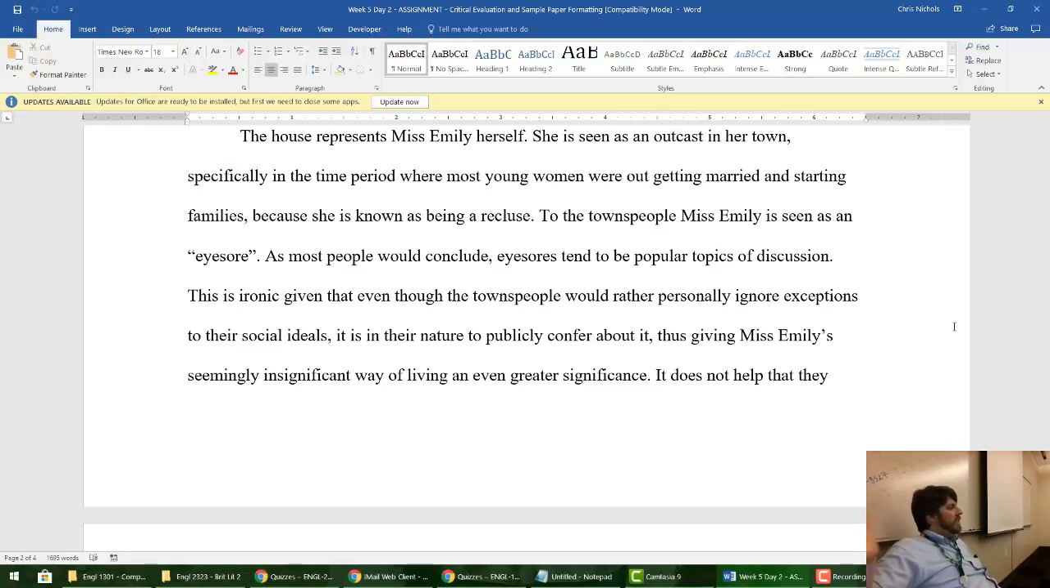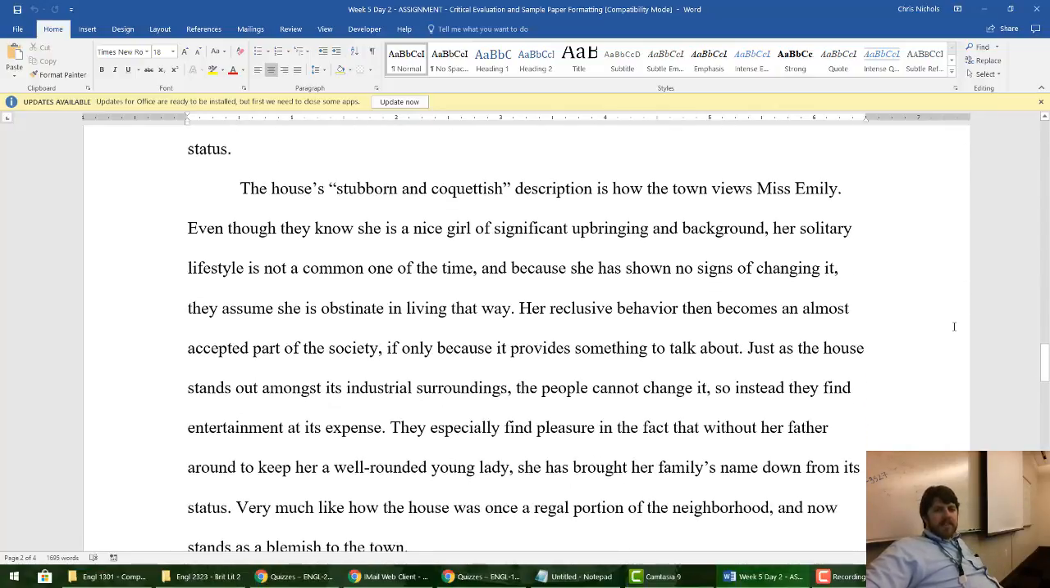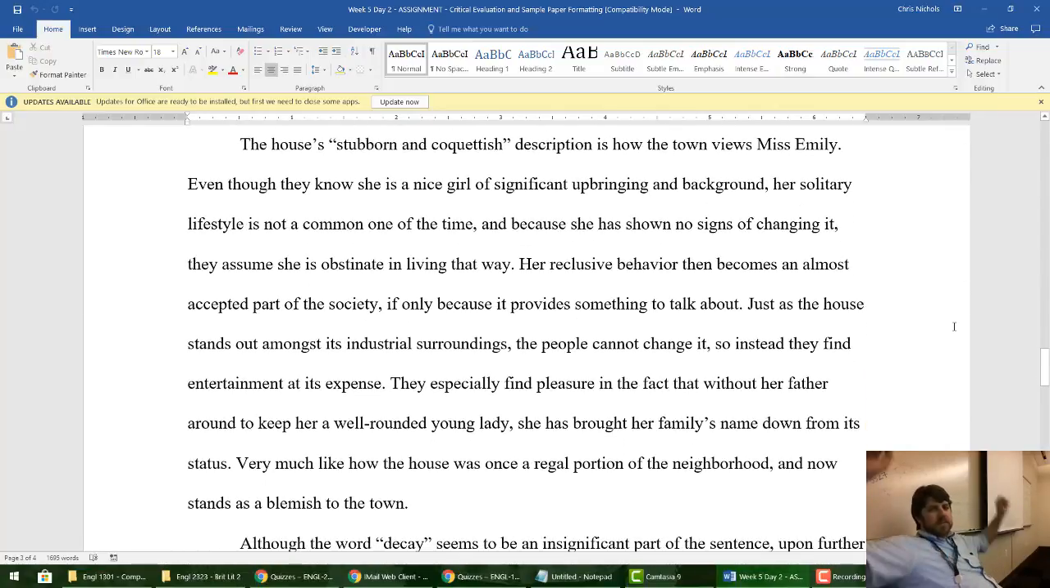And I continue on. The house's stubborn and coquettish description is how the town views Miss Emily. So she's not just talking about it now as a house, she's relating it to Miss Emily. And I figured that was coming. Even though they know she is a nice girl with significant upbringing, her solitary lifestyle is not a common one at the time because she's shown no signs of changing it. They assume she is obstinate in living that way.